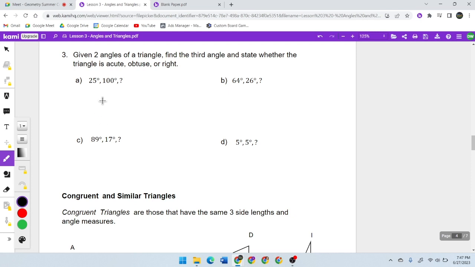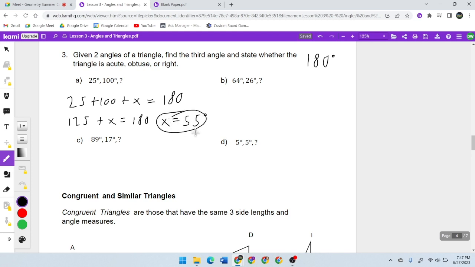So for this first one here, 25, 100, what's the missing angle? Remember, all triangles have to add up to 180 degrees. So I'm going to say 25 plus 100 plus x, the missing angle, must equal 180. And now it's just an algebra problem. So 25 plus 100 is 125 plus x equals 180. We're going to subtract 125 from both sides. Easy peasy. You're going to get a final answer of 55 degrees. So that's the missing angle.